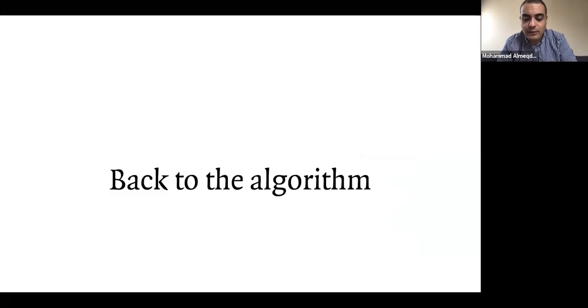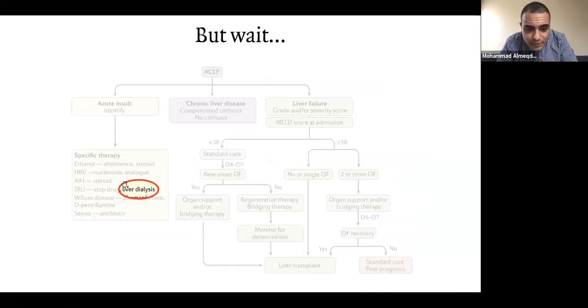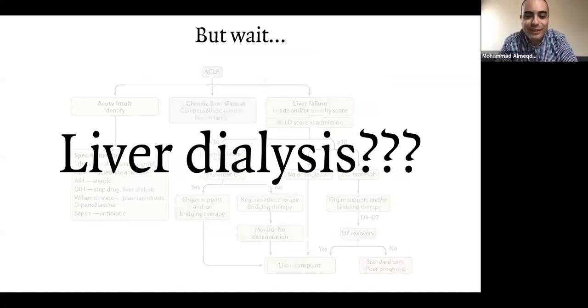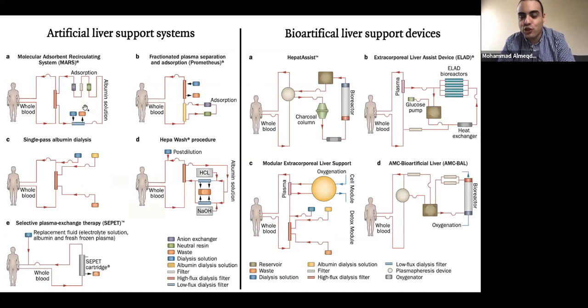And then just a quick glance back at the algorithm. Remember when we talked about DILI, drug-induced liver injury, we said you stop the drug, but they also mentioned this thing, liver dialysis. Anybody ever heard of this? Yes. Nice. So you should have heard of it because Dr. Jaber and Evan, one of our old residents, wrote a nice review about this liver dialysis, and it's called albumin dialysis. And really there are 2 types of it.